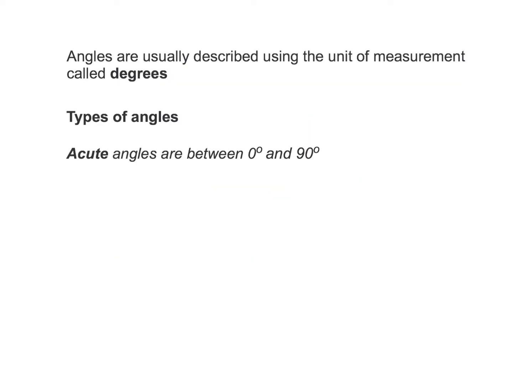Just a couple of things for you to know before we go on. Angles are usually described using the unit of measurement called degrees, and if we were writing something, for example we would say 23, and the little 0 that's up the top there is called the degree sign.